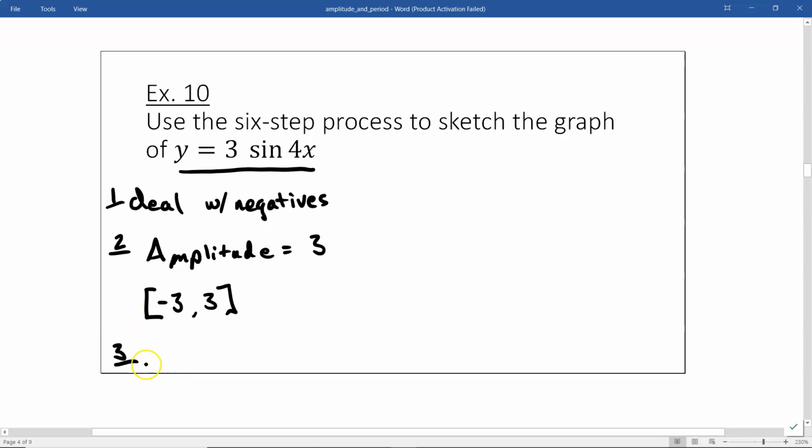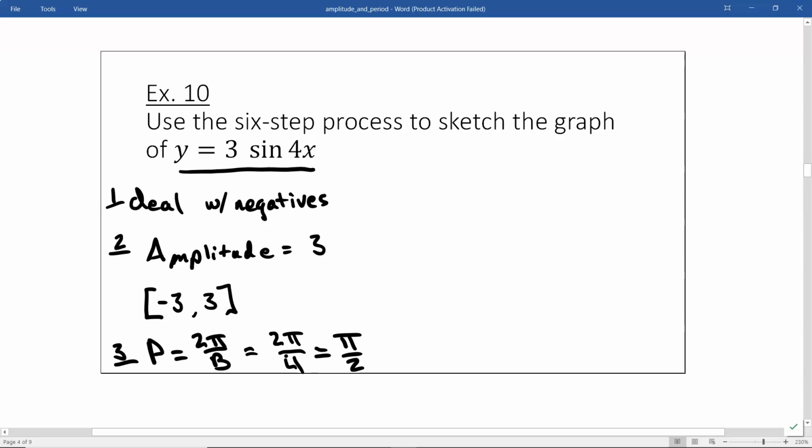Step 3 is to solve for our period. So remember that the period formula is P equals 2 pi over B. So this B in this instance is right here, aka the 4 in our problem. So this period is going to be 2 pi over 4, which is simply going to be pi over 2 because we have 2's canceling.